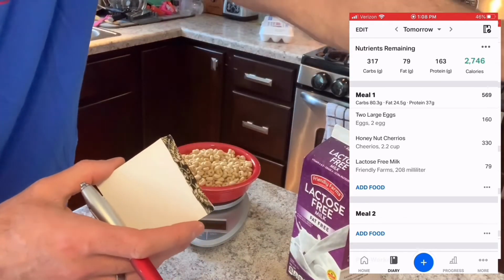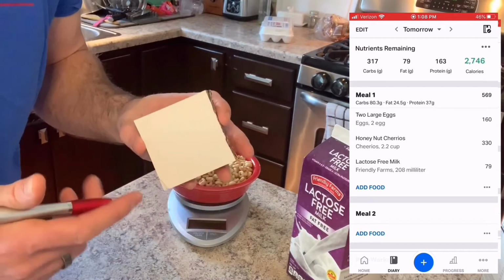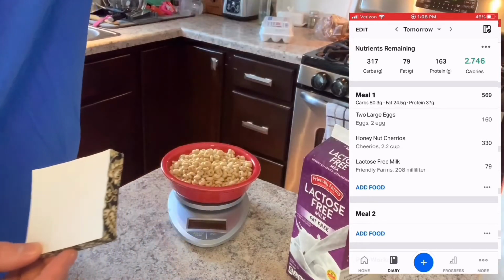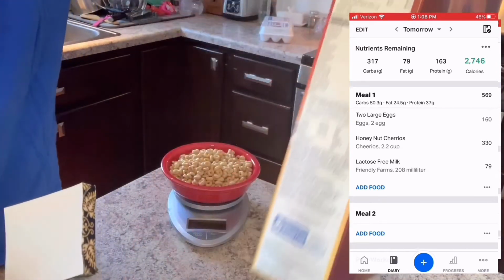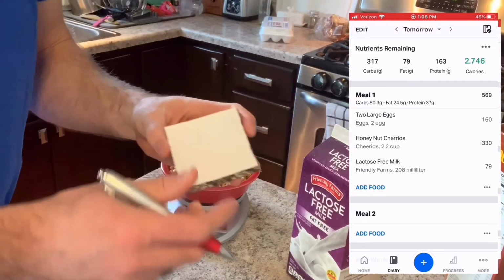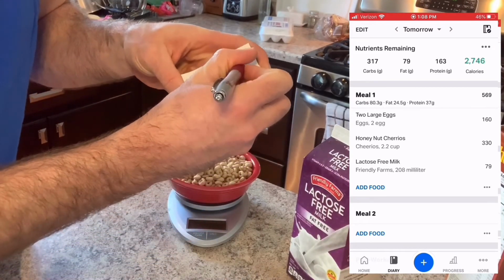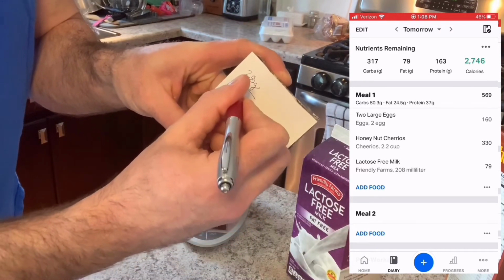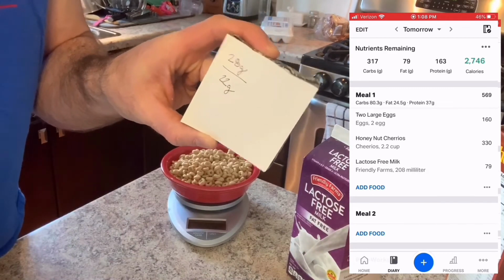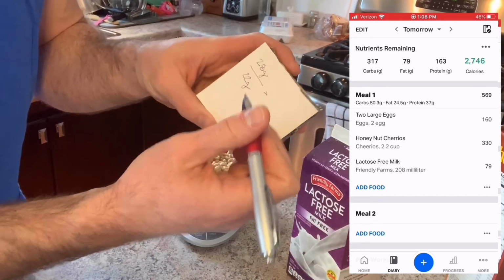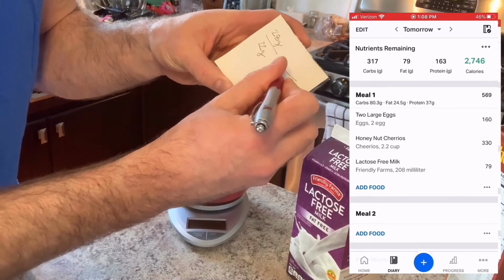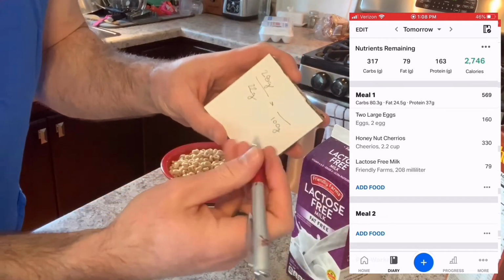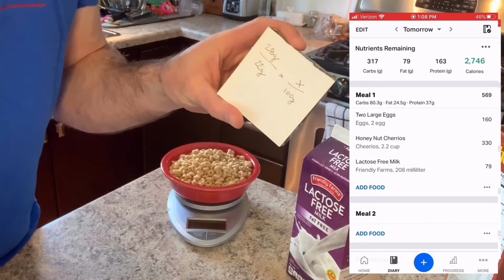So if I want 100 grams of carbohydrates from my Honey Nut Cheerios, we look at the serving size. Serving size, 28 grams of weight will give me 22 grams of carbohydrates. We're gonna do cross multiplication here. So I want 100 grams of carbohydrates. How much does that weigh? We don't know. That's where we've got to do our little bit of math.